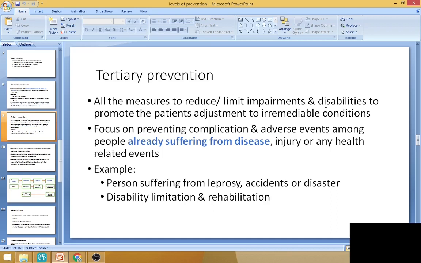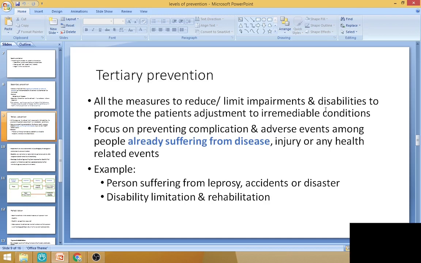So what we will do, we will go for physiotherapy and all. That kind of physiotherapy will come under the tertiary prevention. Understood? This is the example. Tertiary prevention focuses on preventing the complications or the adverse effects among the people already suffering from the disease. They are already suffering from the disease, but we want their complications to be reduced. That is what is meant by tertiary level.